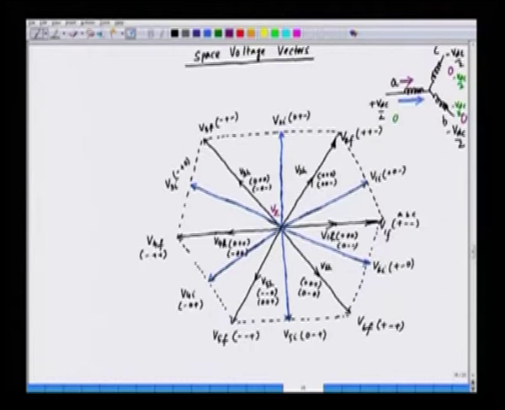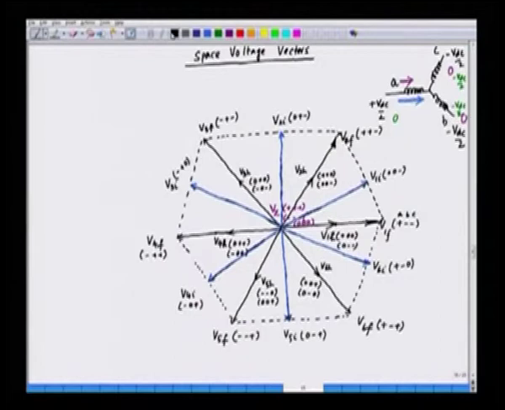This is Vz, and this Vz is obtained either by plus plus plus or minus minus minus or 0 0 0. So, we have 3 different possibilities. So, if we apply plus plus plus or minus minus minus or 0 0 0, that will result in 0 voltage vector. So, how many possible voltage vectors we have here? So, if we list here full voltage vectors, or full vectors.